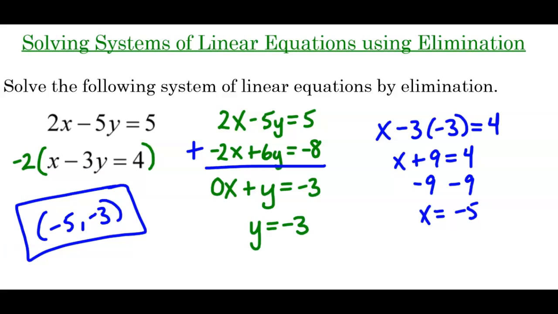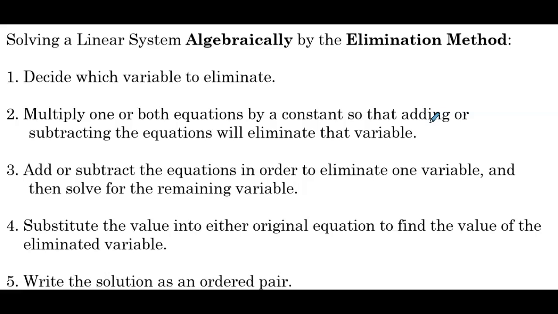So let's define the steps to solve a system using elimination. So first things first, decide which variable to eliminate. So in that first example, we eliminated the x. Typically, one is easier than the other, but there are cases where it's an equal amount of work, so you just have to pick one variable over the other. Then you're going to multiply one or both equations by a constant so that adding or subtracting the equations will eliminate that variable. So in that first example, we multiply the second equation by negative 2. So that 2x and negative 2x eliminated.